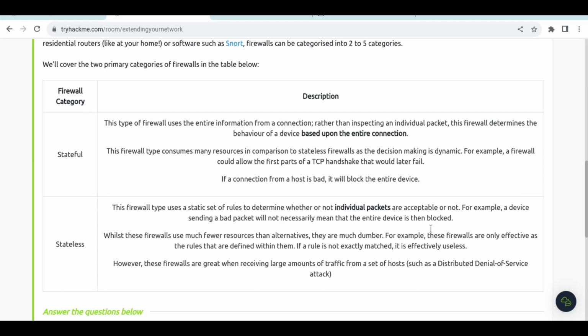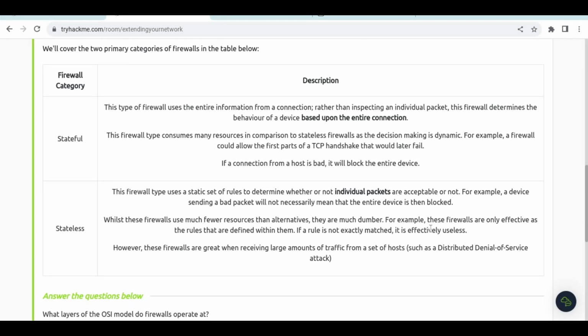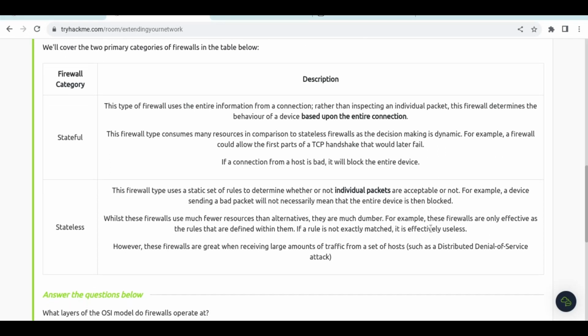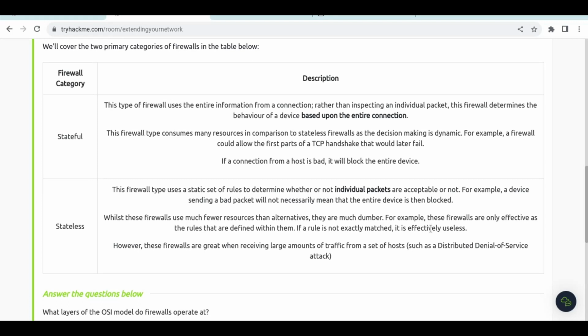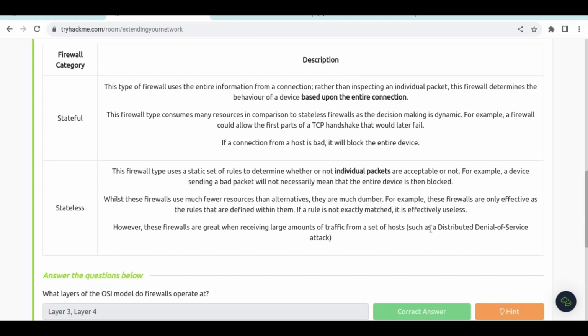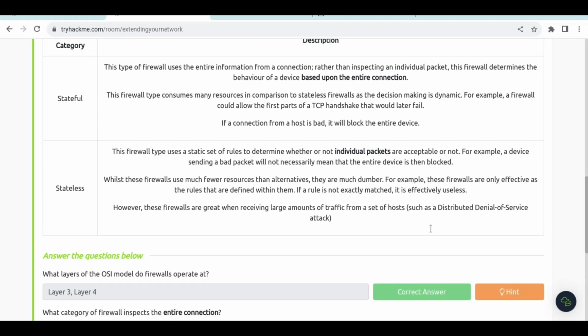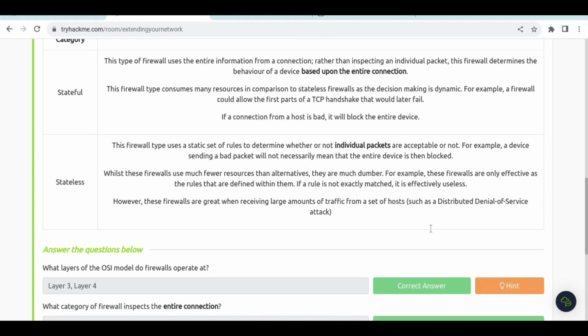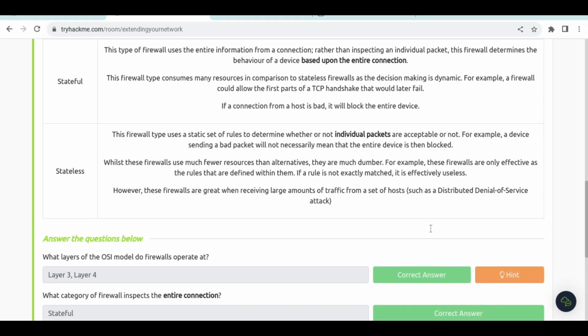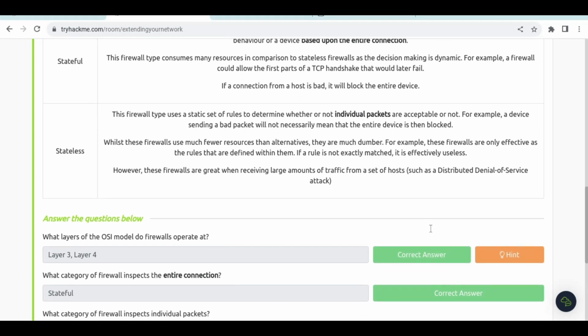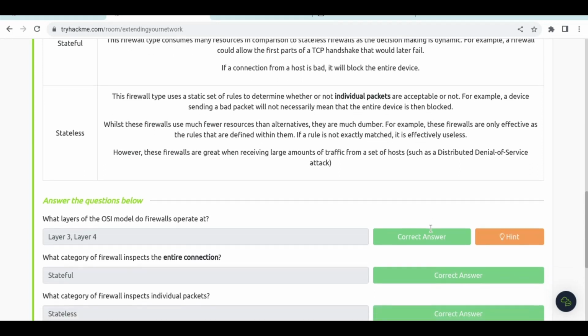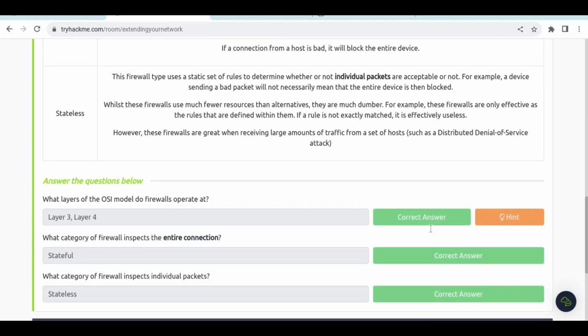Moving on to answer the question below. What layers of the OSI model do firewalls operate at? And that's layer 3 and layer 4. Moving on. What category of firewall inspects the entire connection? And that is stateful. Next question. What category of firewall inspects individual packets? And that is stateless. And that concludes this part.